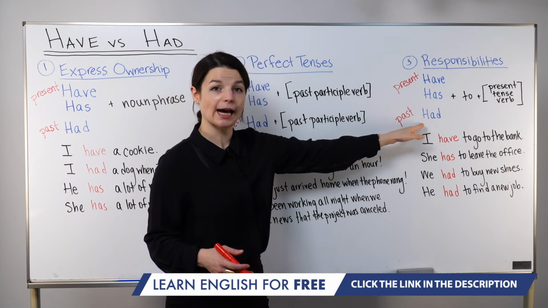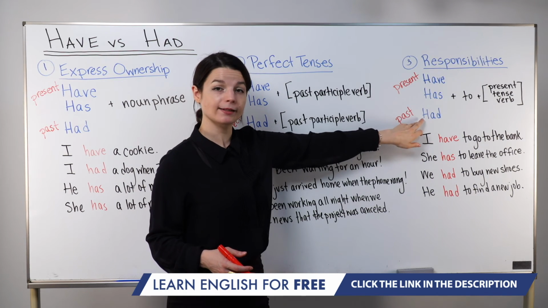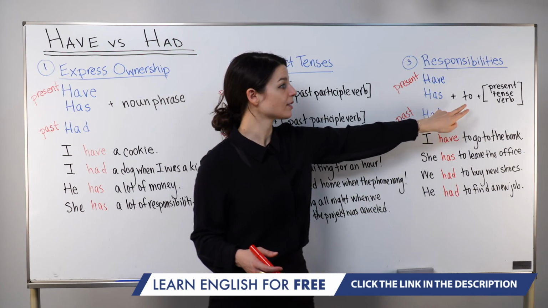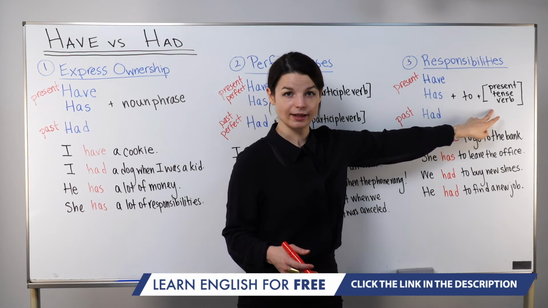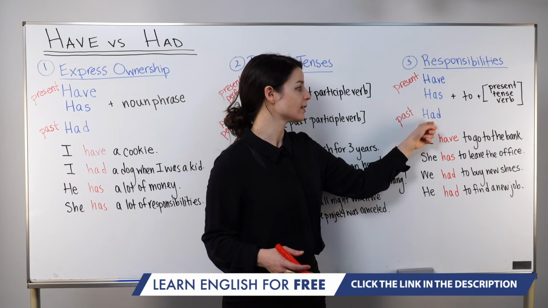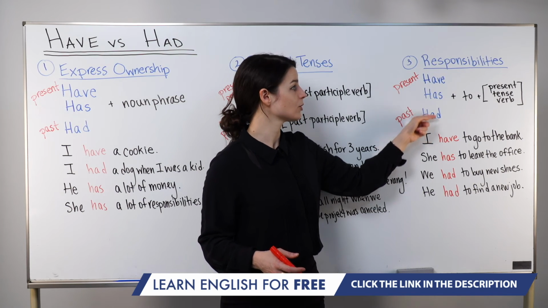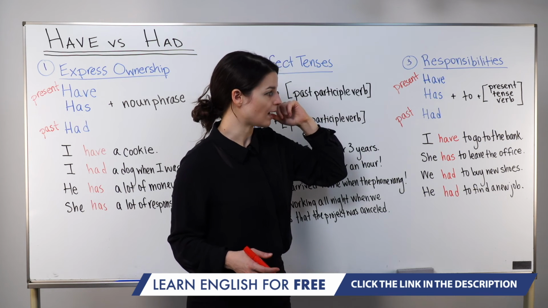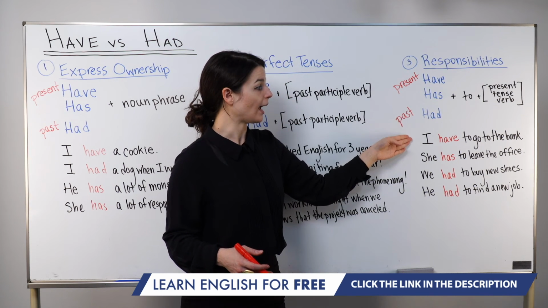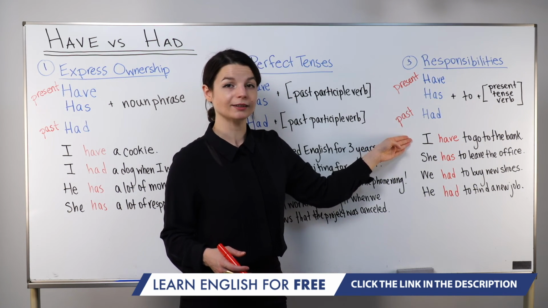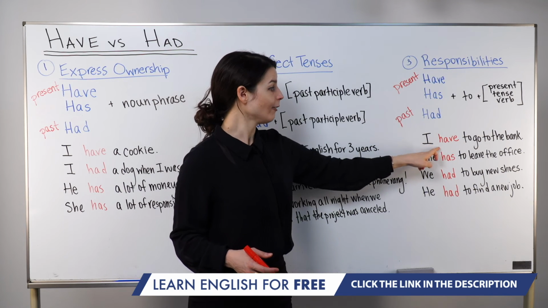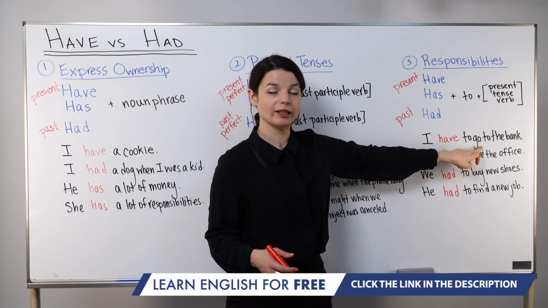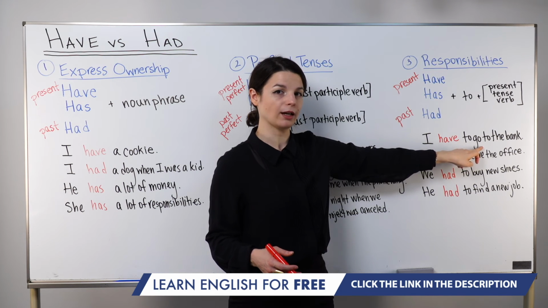Same thing with had. When we're making a past tense responsibility expression, we use had plus to plus the present tense verb. So this had is the only change from have in present tense. So let's look at some examples. First, I have to go to the bank. Have to plus present tense verb. Go is my present tense verb. I have to go to the bank.